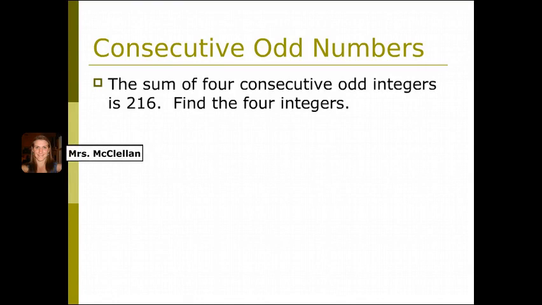So if consecutive means in a row, and we're looking for the sum of 4 consecutive odd integers, and we want the odd integers that add up to 216. Well, let's just talk about what are consecutive odd integers. Well, 1, 3, 5, and 7. Those are all consecutive odd integers.